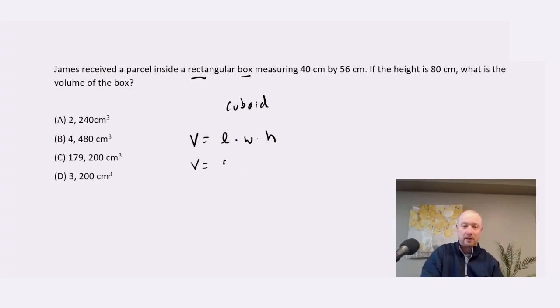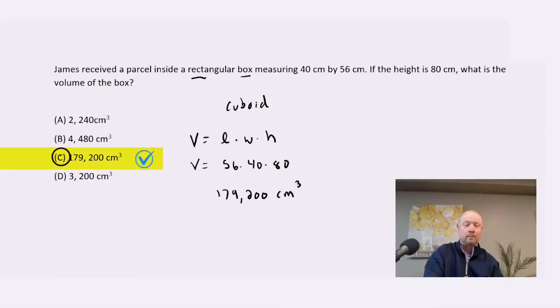So I'm going to use 56 as the length, 40 as the width, and I'm going to use 80 as the height. And if we multiply these together, we're going to get 179,200, and the unit of measure, since we're dealing with volume and the side measures are centimeters, it would be cubic centimeters.